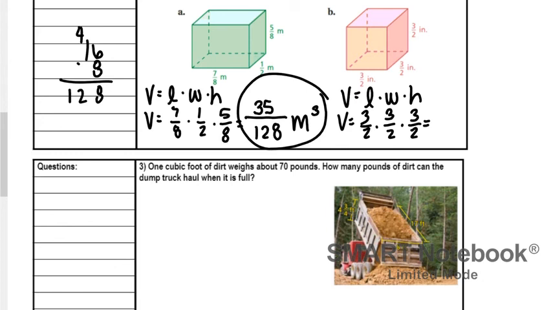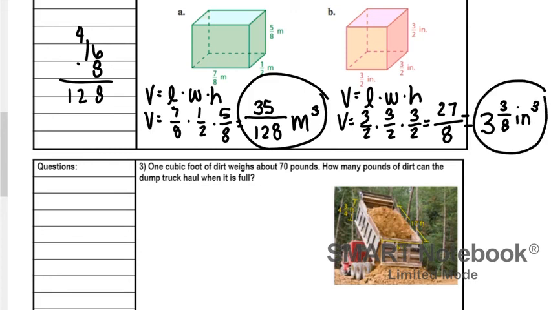3 times 3 is 9. Times 3 is 27. Make sure we do not do 3 times 3 because there's 3 of them. That's not the same as 3 times 3 times 3. 27. 2 times 2 is 4. Times 2 is 8. Now we're going to notice that this is an improper fraction, so we do want to simplify that. I'm going to just write it over here. If you want to write it up here, if you ran out of space, that's fine too. 8 can go into 27 3 whole times because that would be 24. If we take away 24 of these 27, we are left with 3 eighths left. Our label here is going to be inches to the third, inches cubed. All right, that's pretty much it.